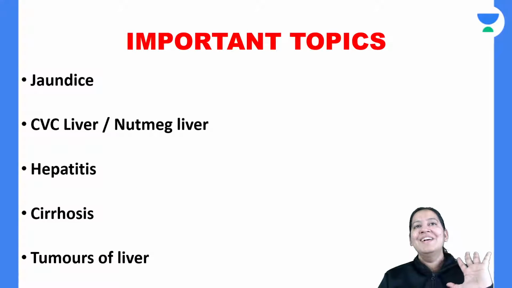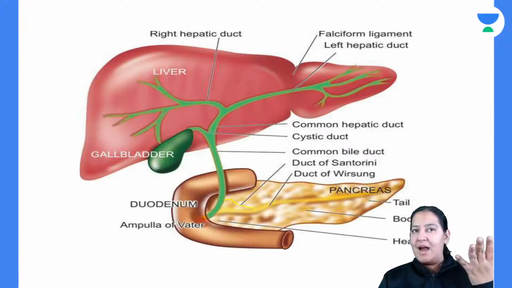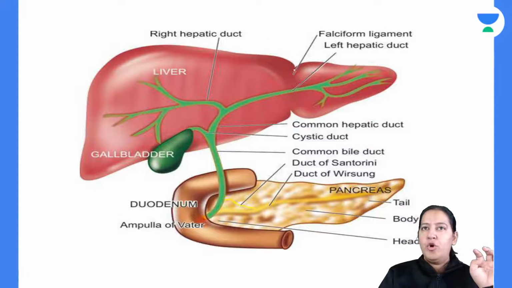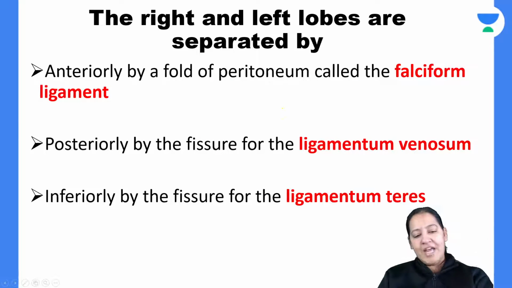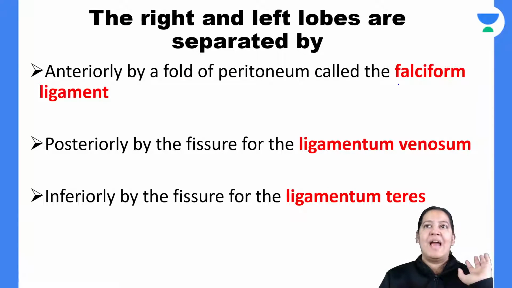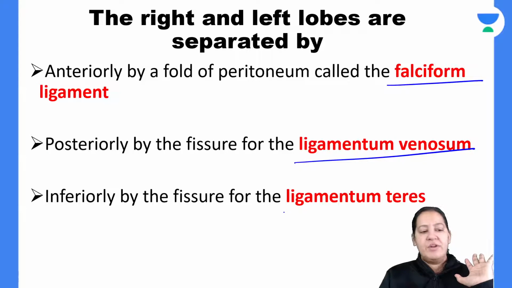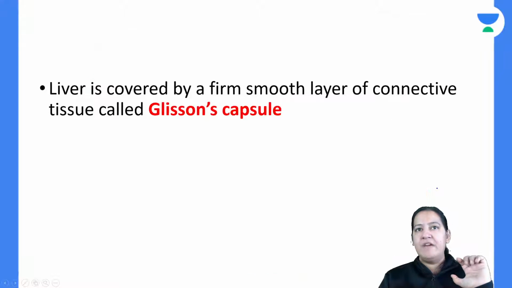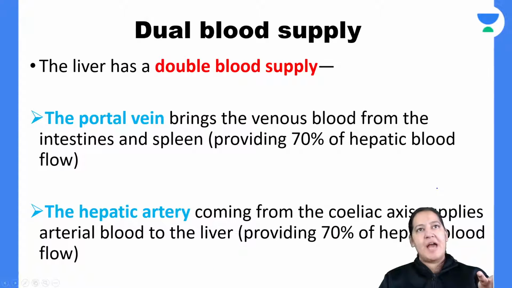Done? So we have already seen that the liver is the largest organ in the body. The liver has two lobes, right lobe and left lobe. The two lobes are separated by various ligaments. You should know the names of the ligaments which separate the two lobes. Anteriorly it is falciform ligament, posteriorly it is ligamentum venosum, and inferiorly it is ligamentum teres. The liver is covered by a capsule, Glisson's capsule.